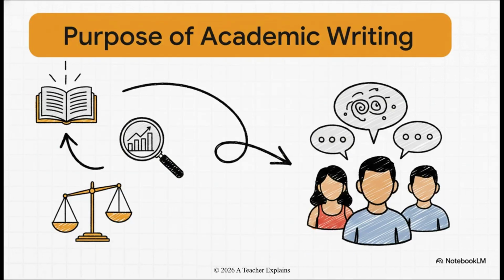So what's the point of it all? Well, academic writing is meant to inform, to analyze, and to persuade. But maybe the most important purpose is to join a larger conversation. Think of every academic field, history, science, you name it, as a huge, ongoing discussion that's been happening for decades, even centuries. When you write a paper, you're not just completing an assignment, you're pulling up a chair and adding your own voice to that dialogue.